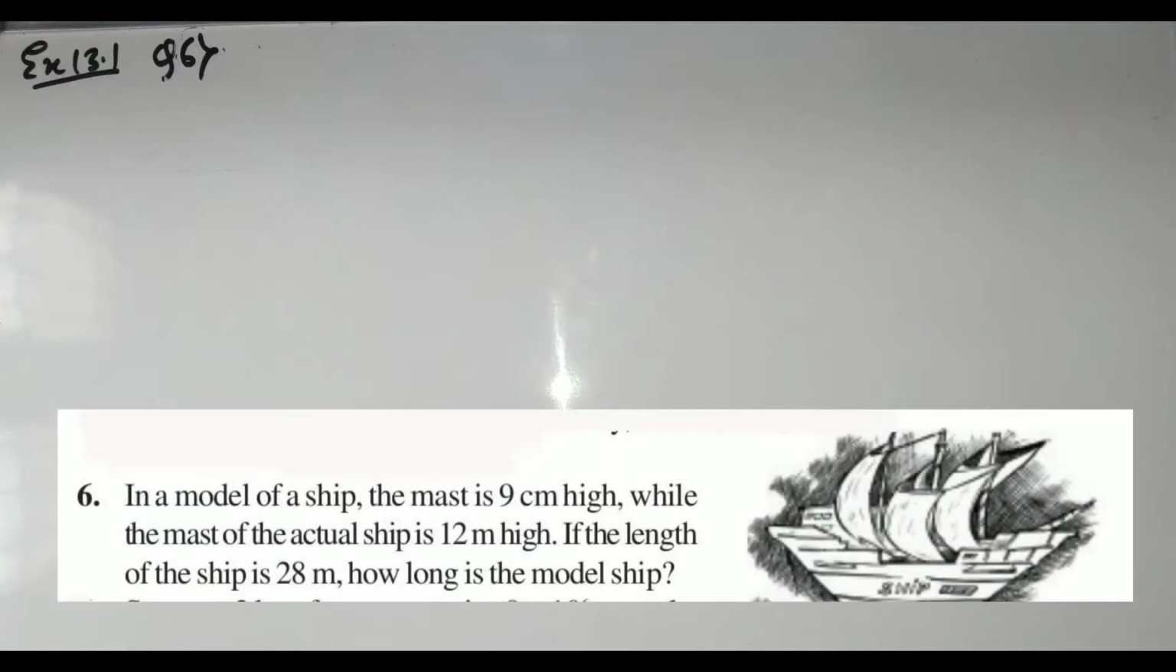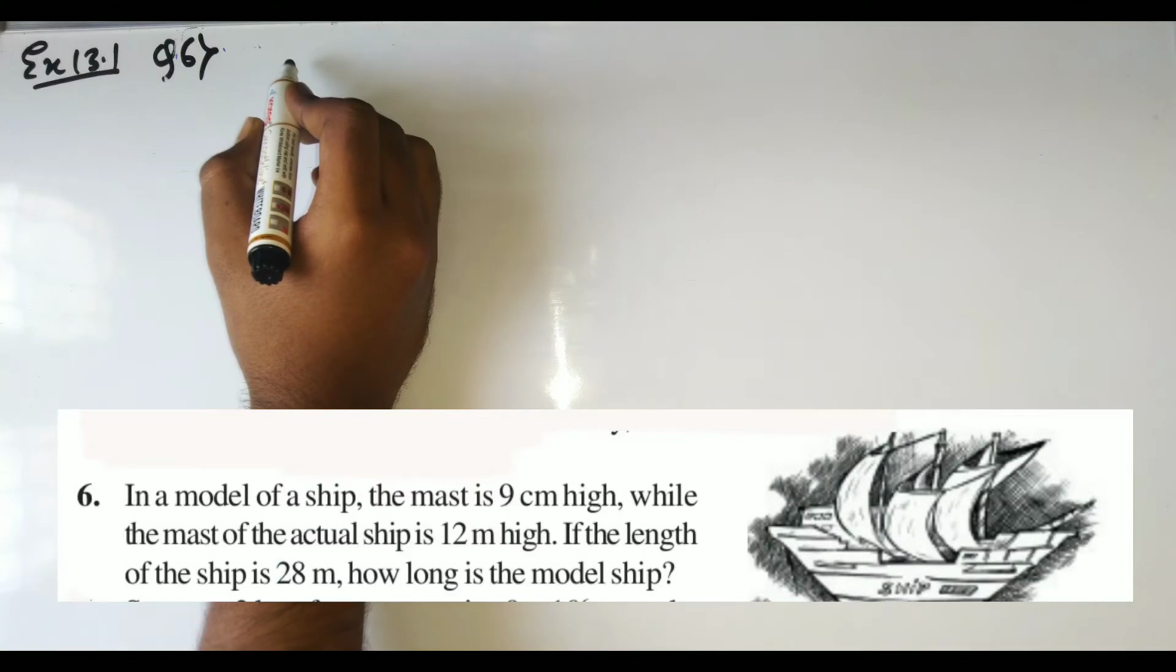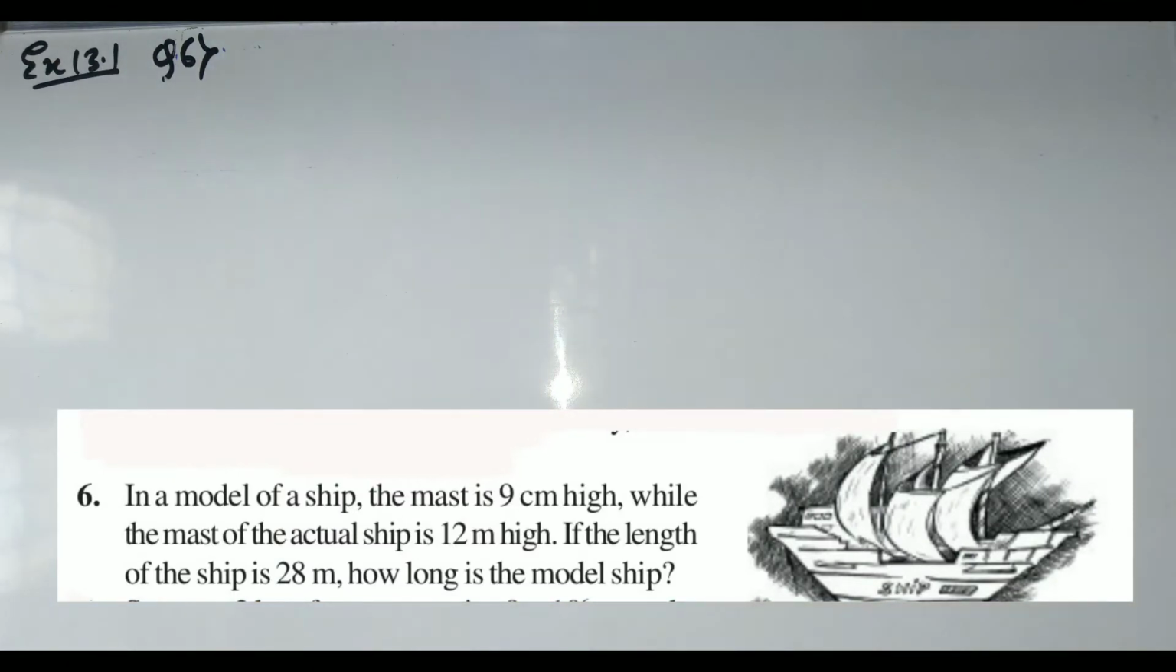Moving on to the sixth part of the question. Now, here, in a model of a ship, the mast is 9 centimeter high while the mast of the actual ship is 12 meter high. If the length of the ship is 28 meter, how long is the model ship?